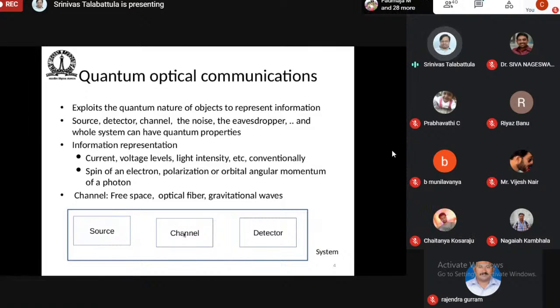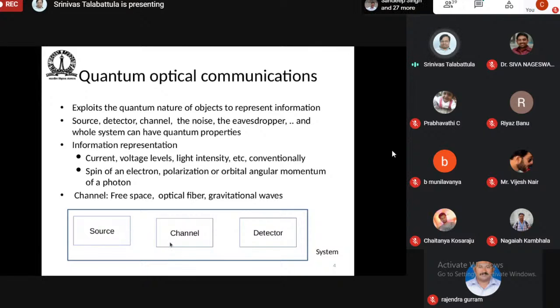Then, of course, we need to have very fine detectors. As you know, all these properties are very small. The power levels contained in the photon are very small, so you need detectors which are very sensitive. Sometimes the noise is going to be an important problem, and we cannot overcome that.